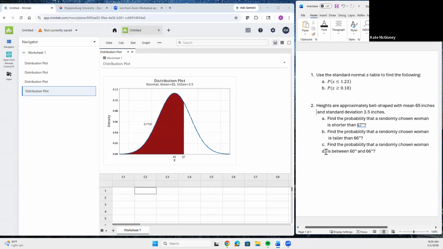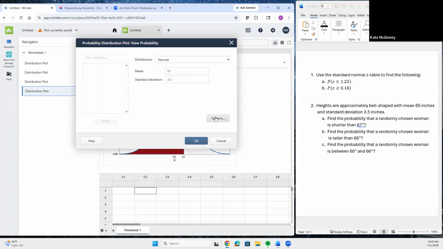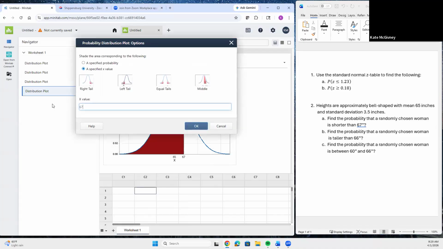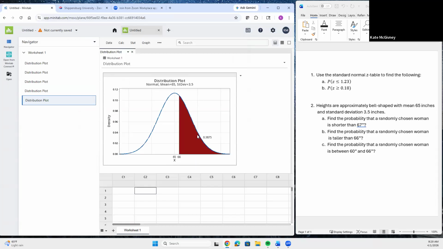To do the next problem, what's the probability that a randomly chosen woman is taller than 66 inches? We'll go back to the same place, go to Options, change the x value to 66, and then click right tail, since taller than is to the right. You can make sure your picture lines up: 66, taller than, shaded to the right. This is your answer, a 38.75% chance.